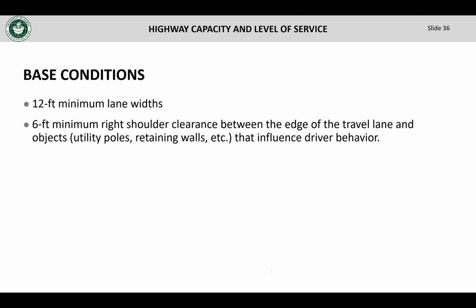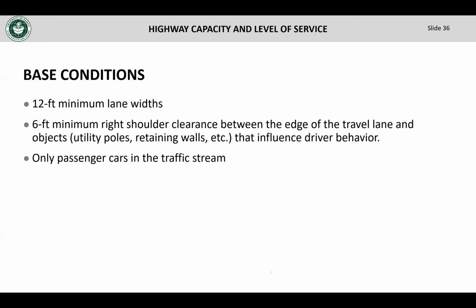So let me just define the base conditions. Base conditions are, we have 12 feet minimum lane width. So anything beyond 12 feet lanes would meet the conditions for base conditions. You also require a 6 feet minimum right shoulder clearance between the edge of the travel lane and objects like utility poles, retaining walls, traffic barriers, etc. that influence driver behavior. Anything that is really close to the freeway makes people try to shy away from those objects.